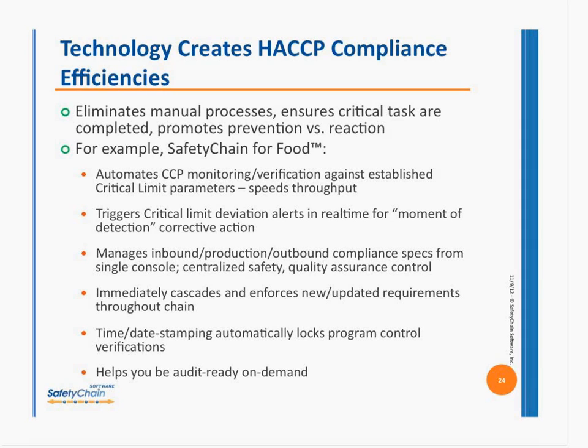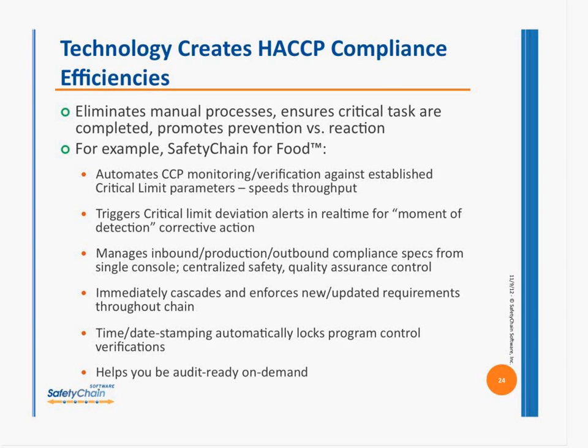Technology creates HACCP compliance efficiencies. Eliminate manual processes, make sure critical tasks are completed, and try to promote prevention versus reaction. For example, SafetyChain for Food Solutions automates CCP monitoring verifications against limit parameters. This helps speed through your processes, getting product out the door quicker. You can develop email or text alerts to execute HACCP tasks on time and then electronically, automatically compare HACCP data values against critical limits, eliminating potential unreported HACCP deviations or omissions.